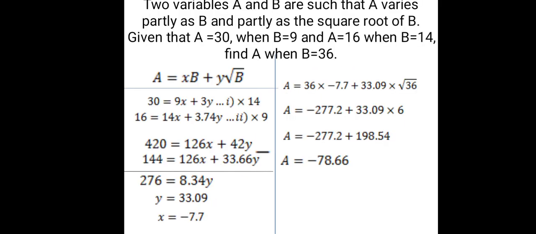Two variables A and B are such that A varies partially as B and partially as the square root of B. Given that A is equal to 30 when B is equal to 9, and A is equal to 16 when B is equal to 14, find A when B is equal to 36. A is equal to negative 78.66.